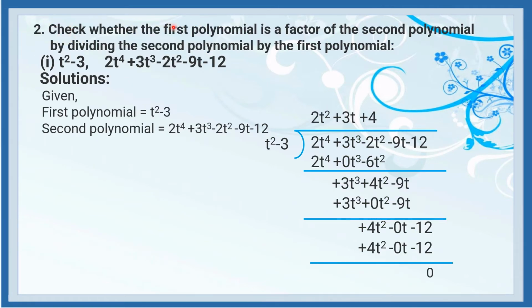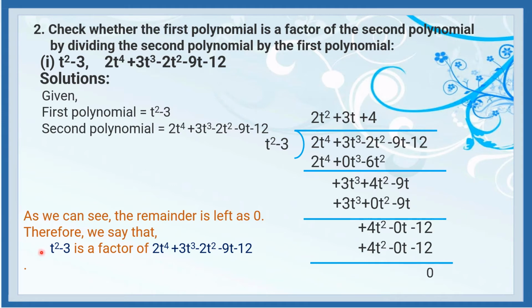Second question: check whether the first polynomial is a factor of the second polynomial by dividing the second polynomial by the first polynomial. So write the second polynomial, divide it by the first polynomial t square minus 3. Now when you know how to divide, isn't it? So if you get the remainder as 0, then it is the factor. So here in this sum we get the remainder as 0. Okay. So t square minus 3 is the factor of this polynomial.